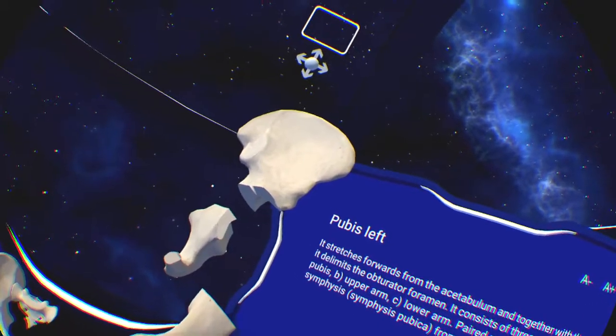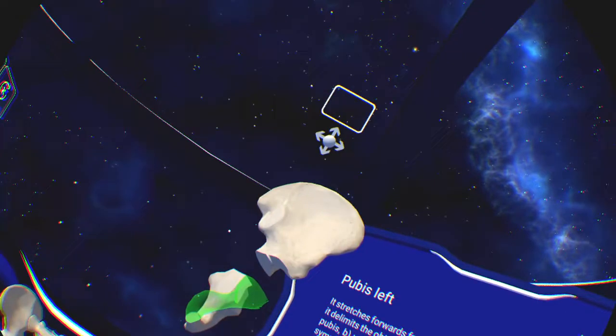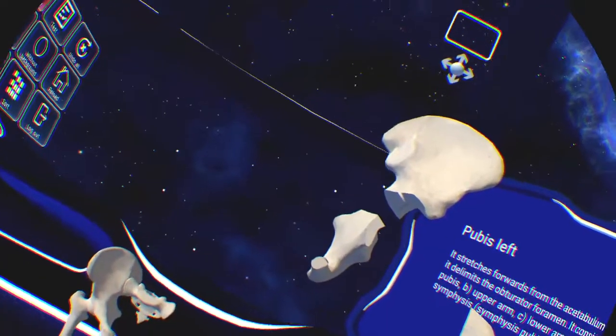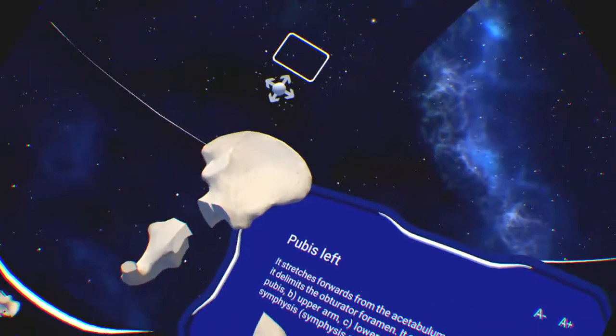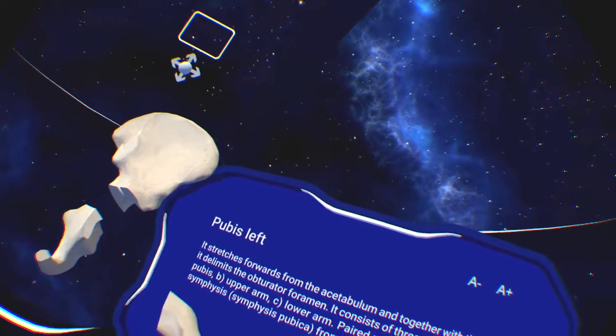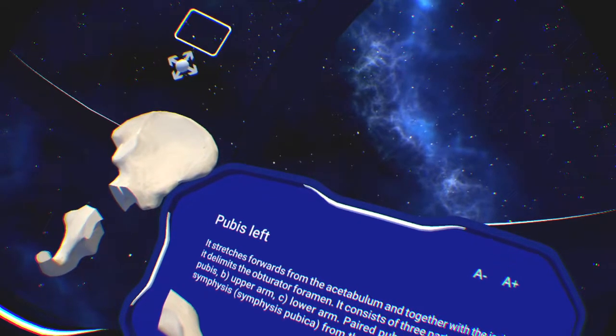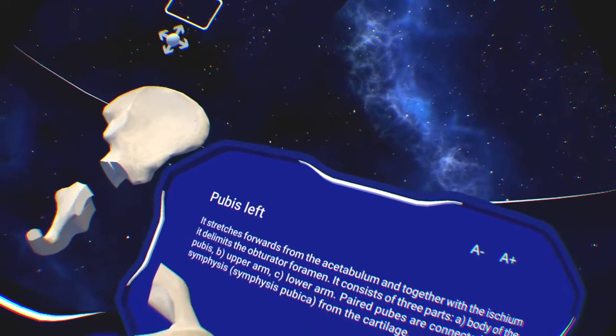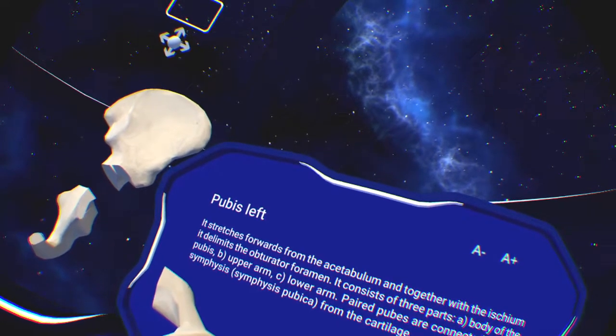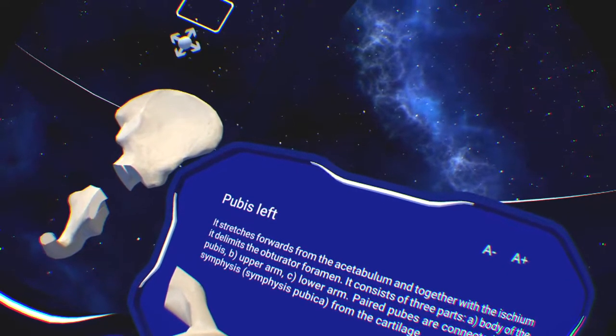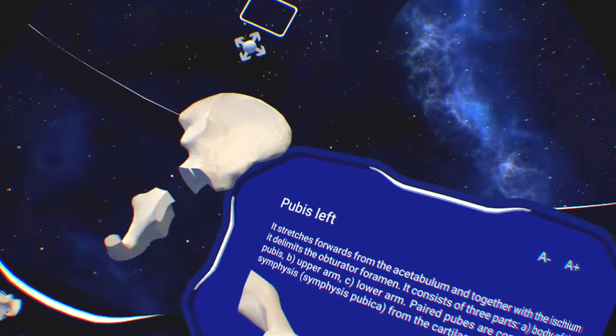Pubis bone. This is the pubis bone. Is that the Latin? Yes, there's no English version, so we just use the original Latin.